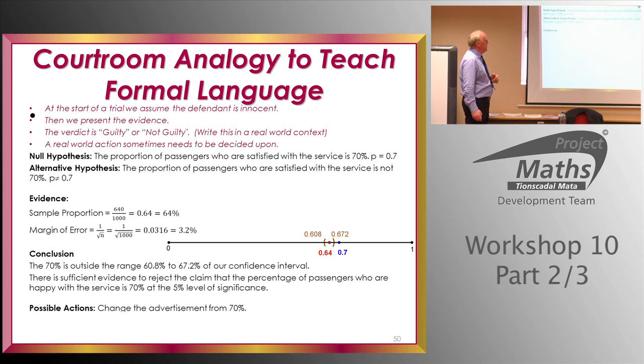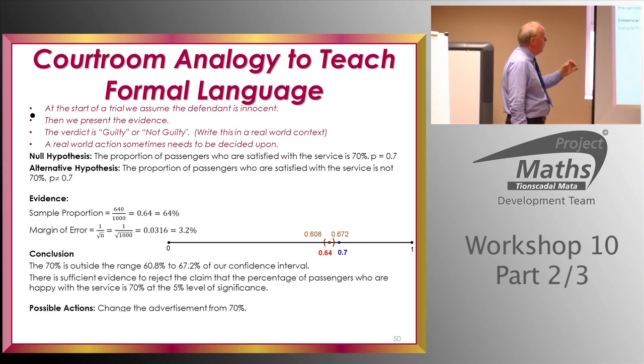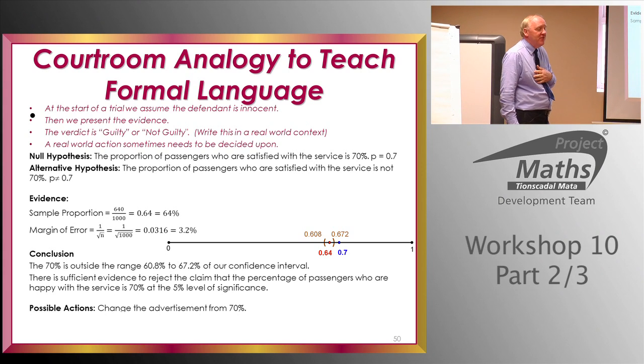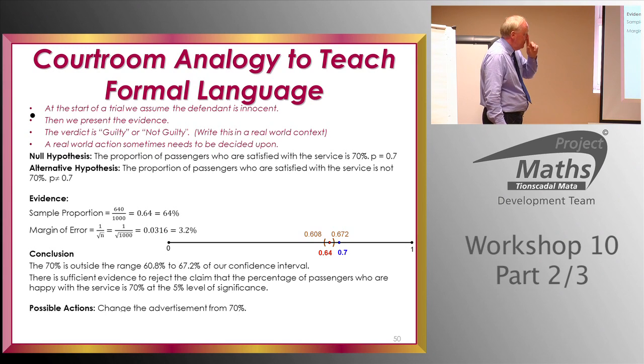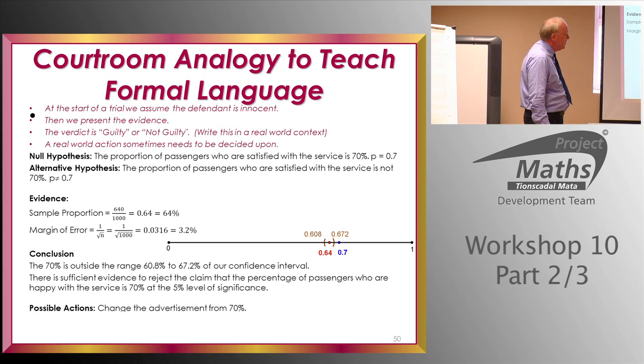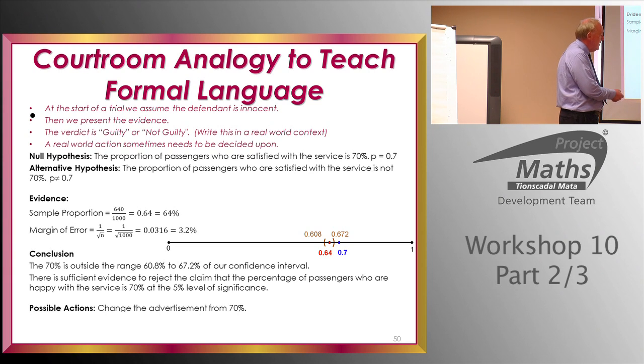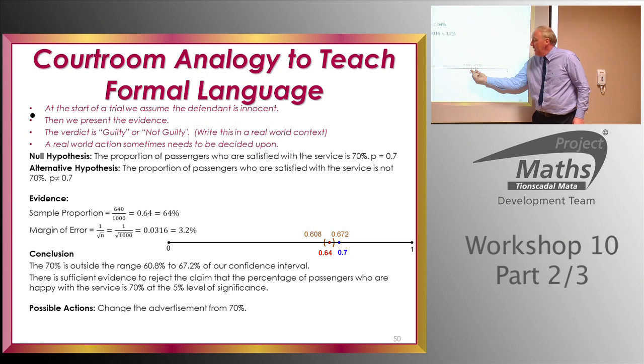Now, the evidence. The sample proportion, or p hat, is 640 over 1,000, which is 64%. The margin of error is 3.2%, rounded up. 0.0316, 0.032, 3.2%. Now, what we do then is add 3.2 to 64 to give you 67.2%, and take it from 64 to give you 60.8. And we've created our limits here. Now we test our claim, which is the 0.7 or the 70%, and it doesn't fall within those limits.